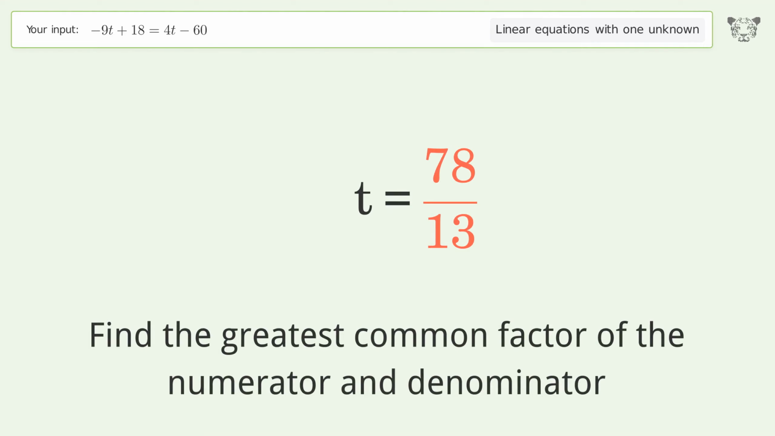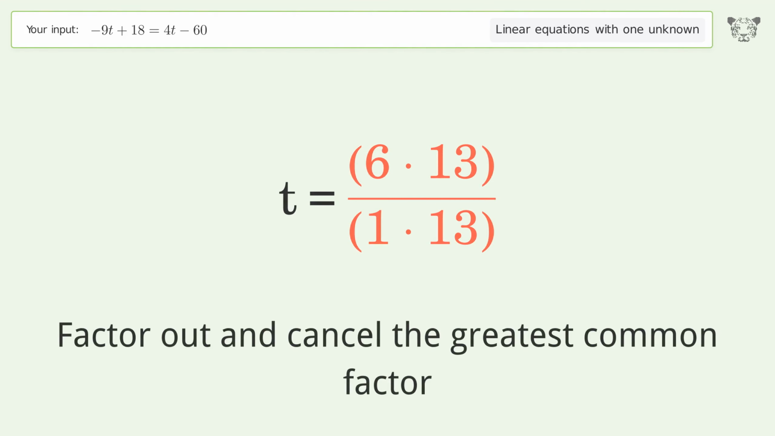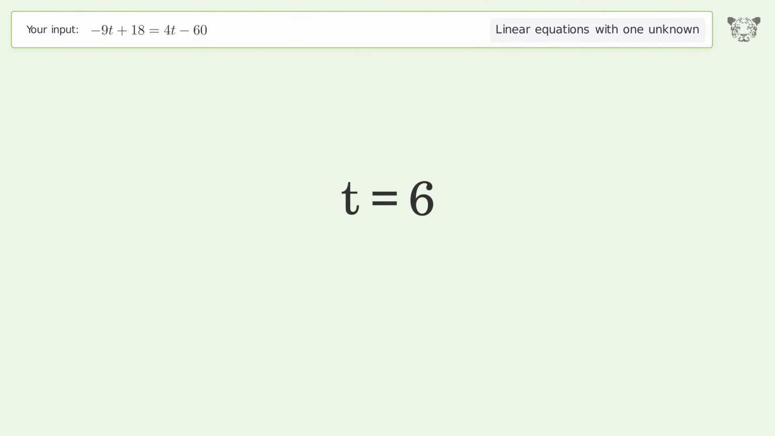Find the greatest common factor of the numerator and denominator. Factor out and cancel the greatest common factor. And so the final result is t equals 6.